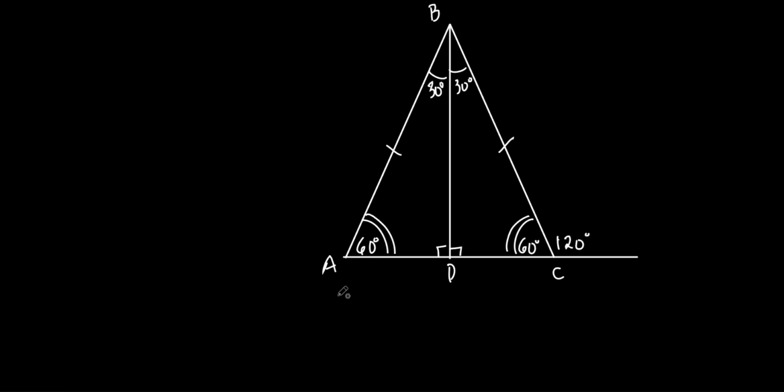Or you could have done it like this. Look at triangle ABC. See that? I got a 60 and a 60. That's 120. How do I find the third angle? Take it away from 180, all right? Does that make sense? Okay.